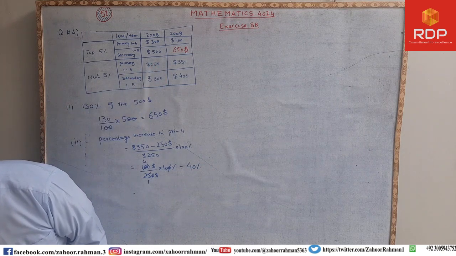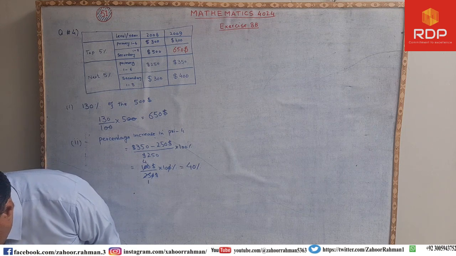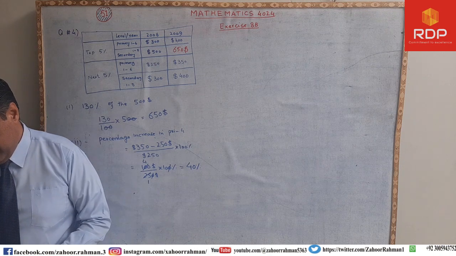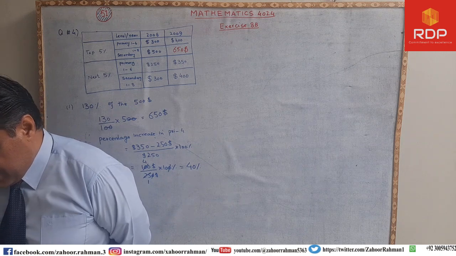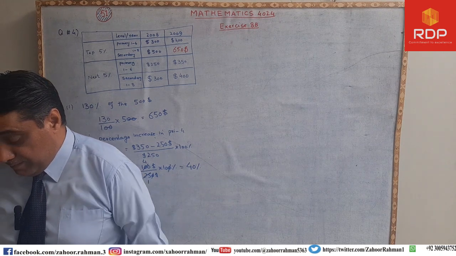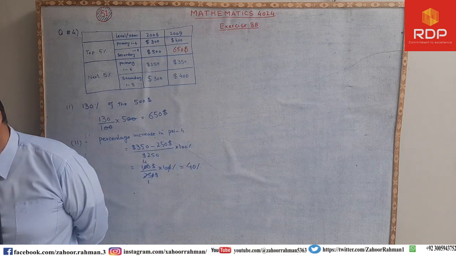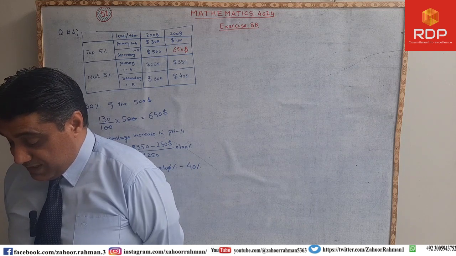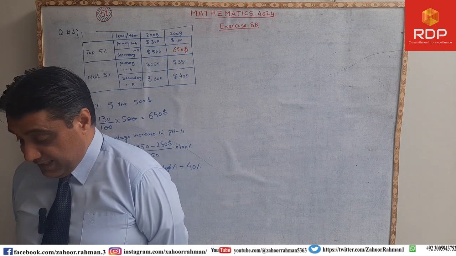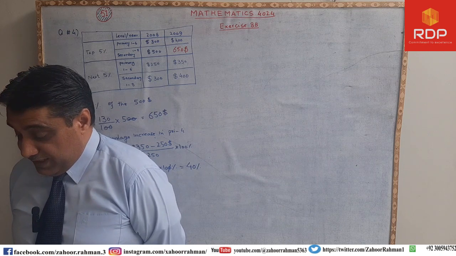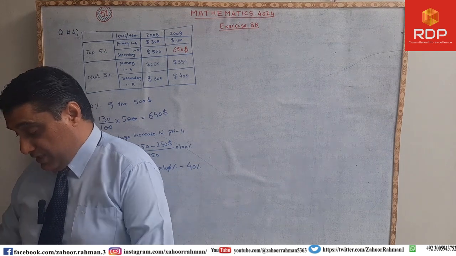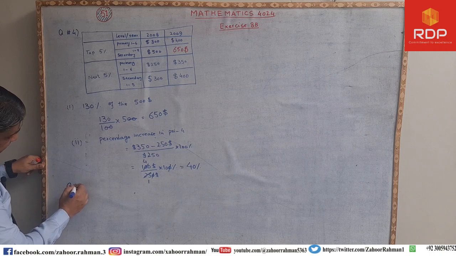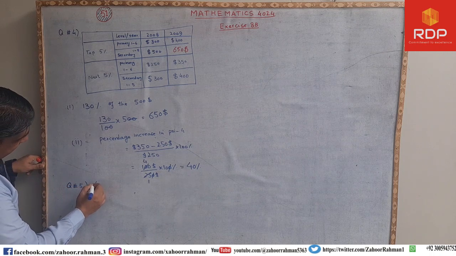Okay, now we are coming to question number 5, and question number 5 is saying that the price of a desktop computer decreases from $1,360 to $1,020. So find the percentage decrease in its price.